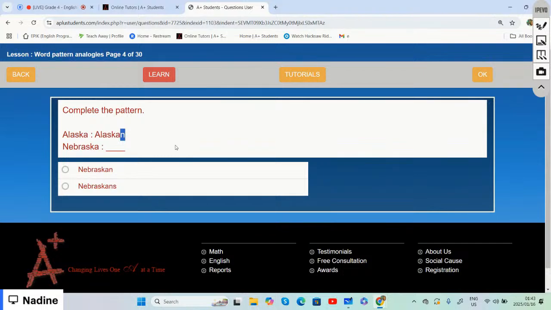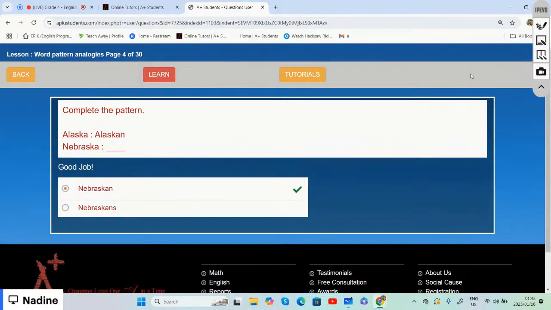So if we were to follow the pattern by also doing the very same that we did to the one, if we add the suffix, which is just an n, to Nebraska, then it's going to be Nebraskan. Which means that if you're from Nebraska, you are Nebraskan, which is option one. Well done. Yes, well done.